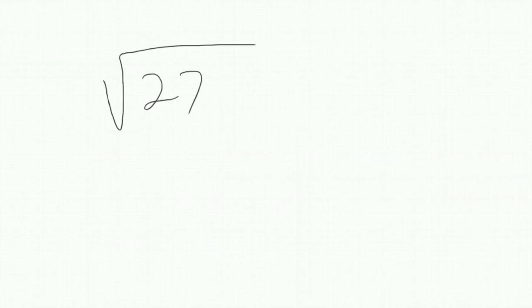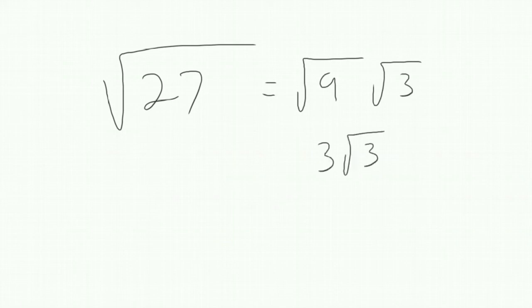Well, I can't break the square root of 27 into two perfect numbers, right? But I can break it down to the square root of 9 times the square root of 3. And we just did the square root of 9, which was 3. I can't do anything with the square root of 3, so therefore that is my final answer. And we'll get more into this later on in the course. But I still want to make sure we have the foundation of how square roots work.